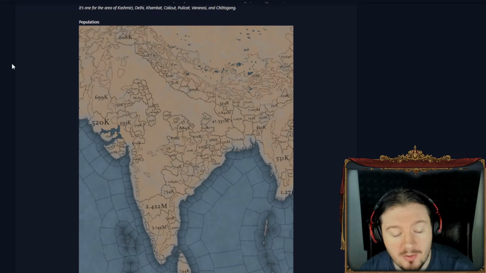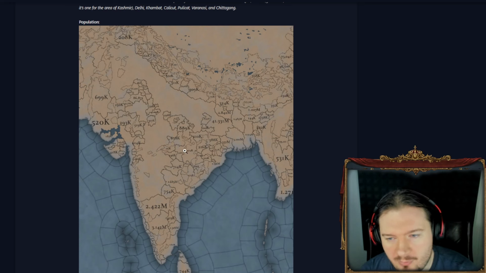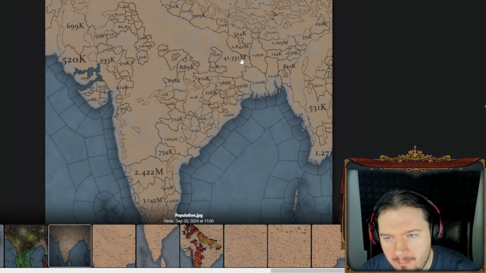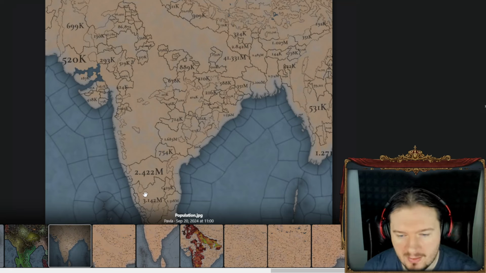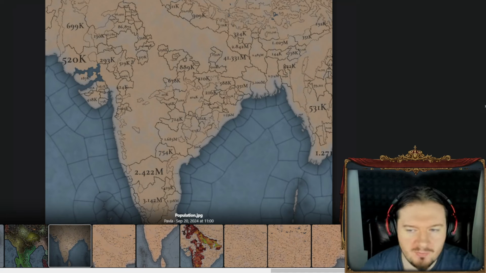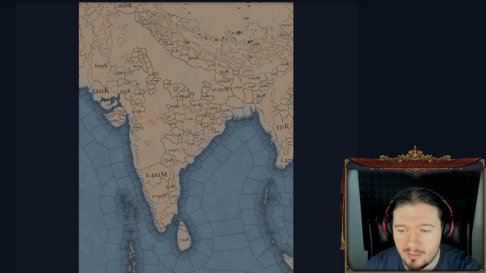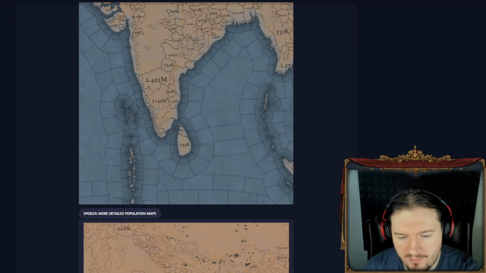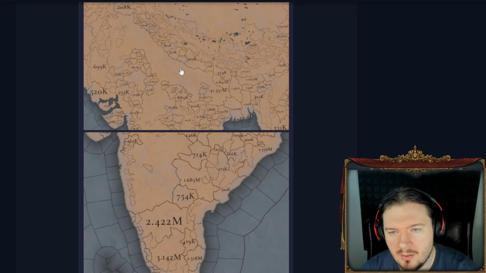On to population, and there is a new map here, which I think is absolutely cool as hell. But here we have population, and 41 million for Delhi. Going south of Vijayanagar is 2.4 million. I forget what this nation was, but there are 3.1 million. The population of this region is just on another level. If you manage to unite India, holy hell, you will be very populous. Very populous indeed. There's some more detailed population maps as well.